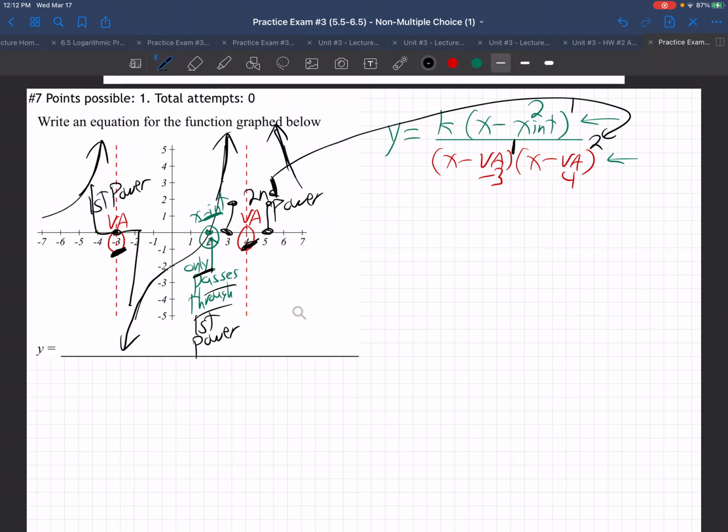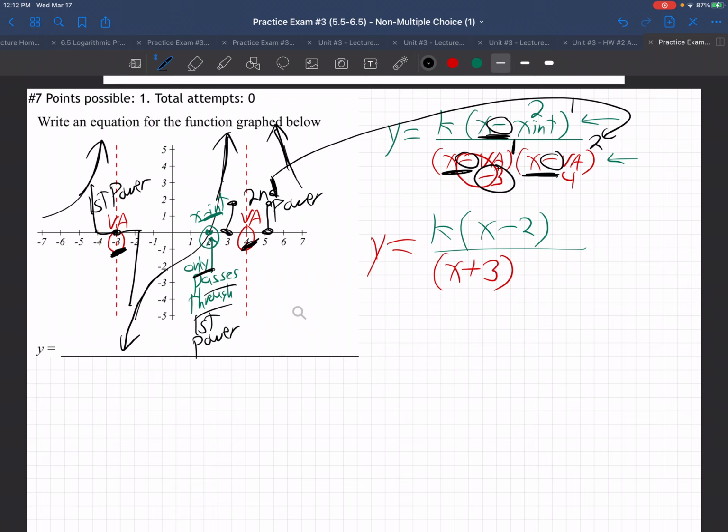Okay, so we have our basic equation. Let me write it out. We have y equals, the top is going to be k times x minus 2 to the first power. The bottom is x minus, watch here, minus a -3, plus 3, right? Double negative. There's the minus right from the formula. They're all x minus at first. But if it's x minus -3, you know that's +3. And this is x minus 4, and it is squared, because that vertical asymptote, it's up on both sides.